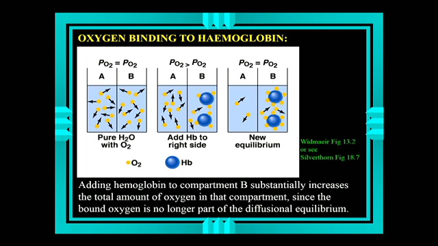Simple as that. But if we add hemoglobin, represented by the large blue circles, to compartment B, and hemoglobin has an affinity, that is a strong attraction to oxygen, much of the oxygen will bind to the hemoglobin.